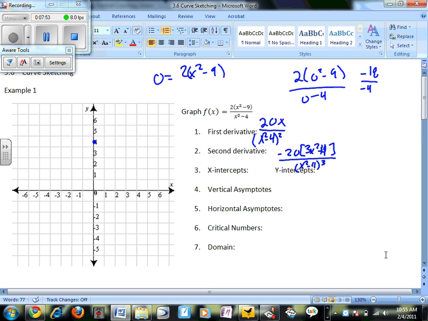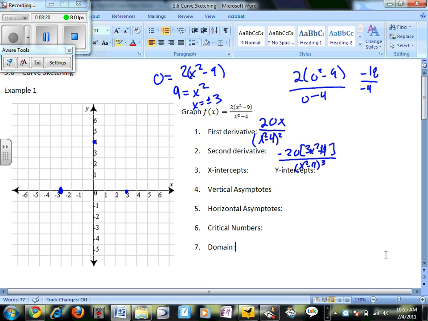So we leave out our x squared minus 4. We just want to solve for the top equals 0. So when I divide by 2, I'm still left over with x squared minus 9. I'll add my 9 over. I'll get 9 equals x squared. And then I'll take the square root, and I get x equals plus or minus 3. All right, so my y-intercepts are going to be at positive 3 and negative 3. So look, I already have 3 points on my graph.